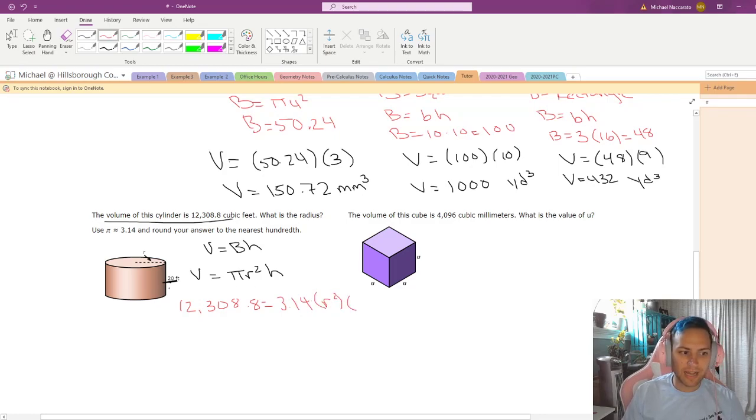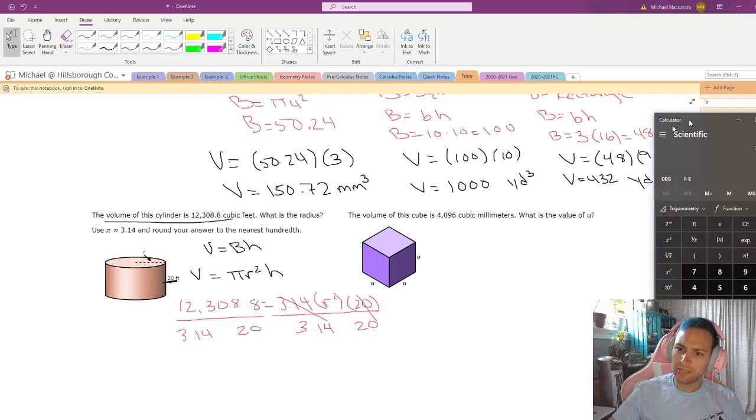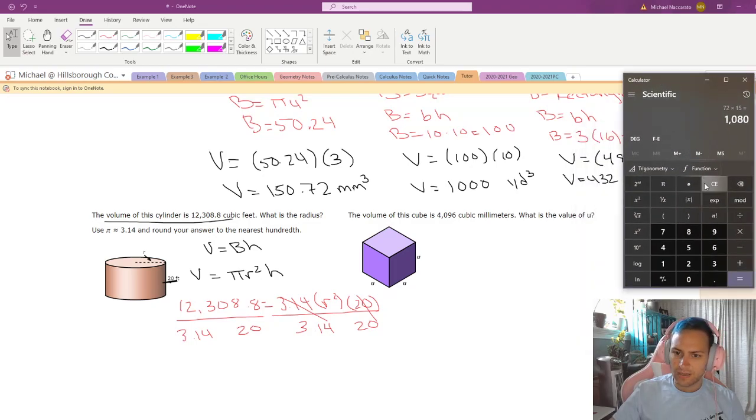And then times the height, which we just said was 20. Well, if I'm going backwards here, I'm going to want to divide both sides by 3.14 and divide both sides by 20. So I'm going to take this 12,000 and first divide it by 3.14, then divide it by 20 so that I can cancel those two things. So let's take a look and see what that looks like.